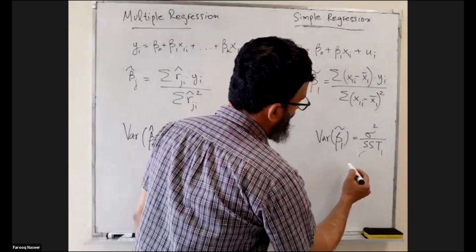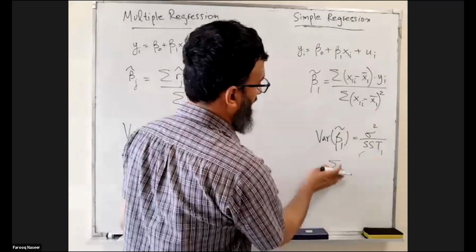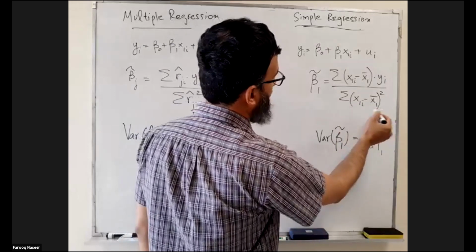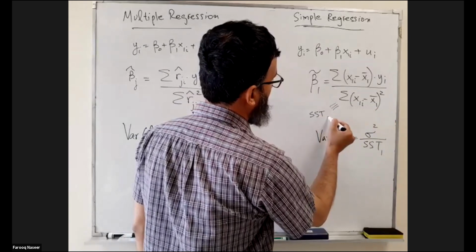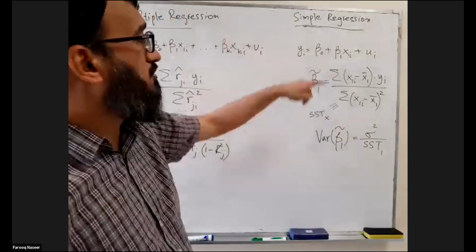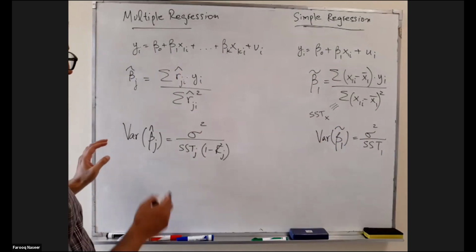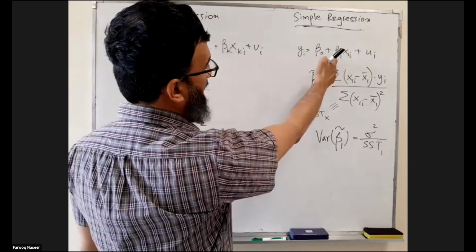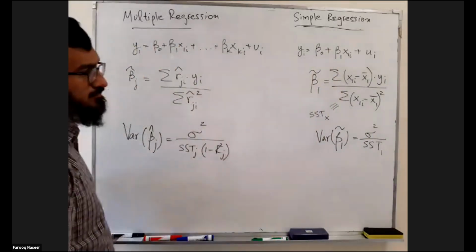In the denominator, what I am calling SST is actually the total sum of squares in the x1 variable. I defined this as SSTx earlier, but now, to be consistent, since we are calling it x1, I'm going to call it SST1. So that's the formula for the variance of the slope estimator in the simple regression model, right?